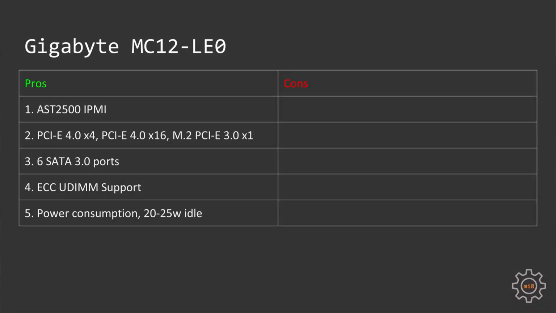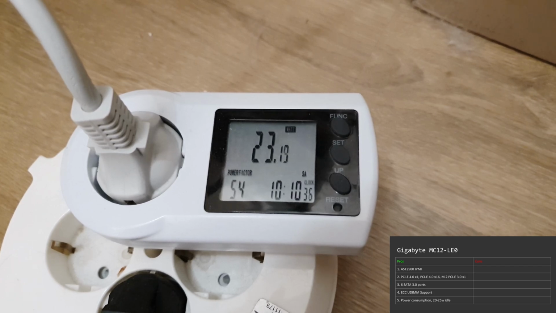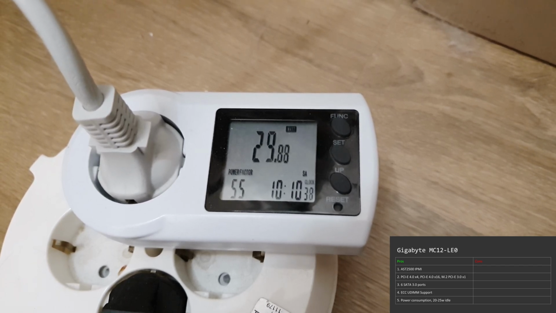And the last, but definitely not the least plus of the Gigabyte MC12 is the power consumption. This motherboard is one of the most power efficient AMD AM4 motherboards I have ever tested. My entire system, which consists of the motherboard, the memory, the M.2 drive, and a couple of fans, at idle consumes 20 to 25 watts of electricity.